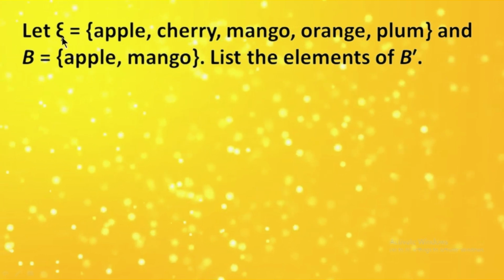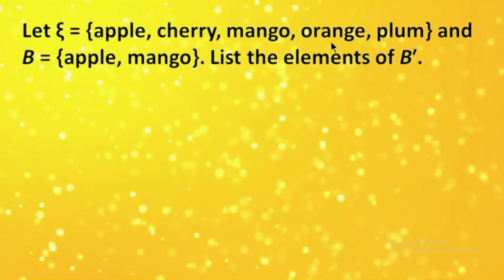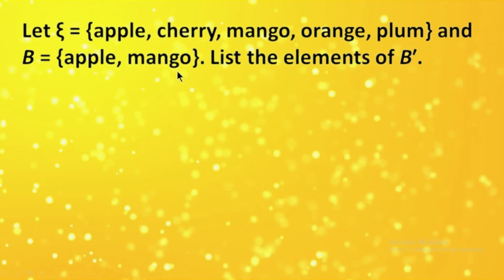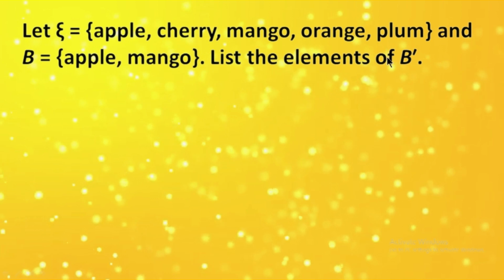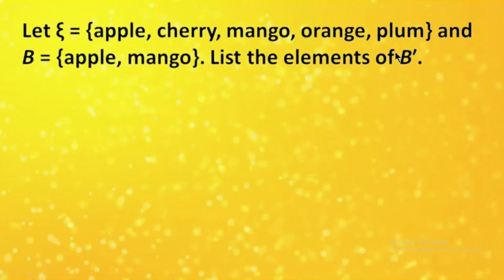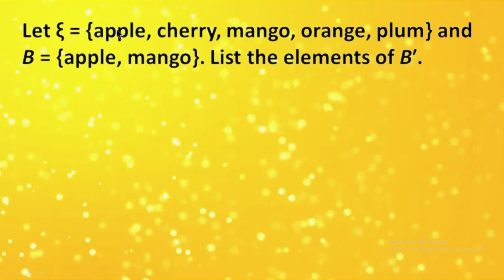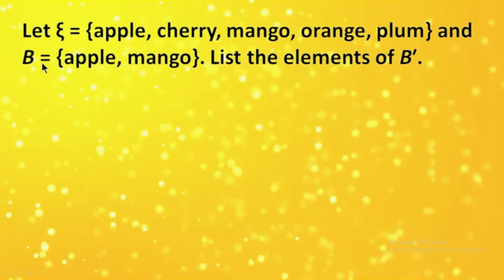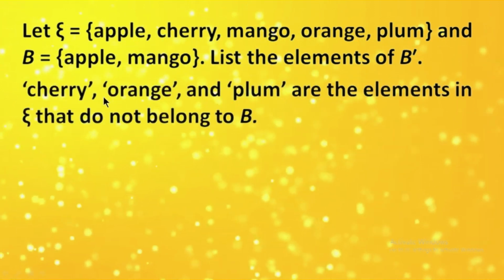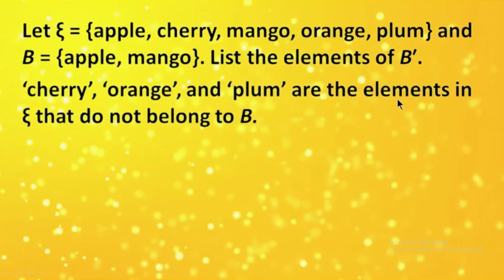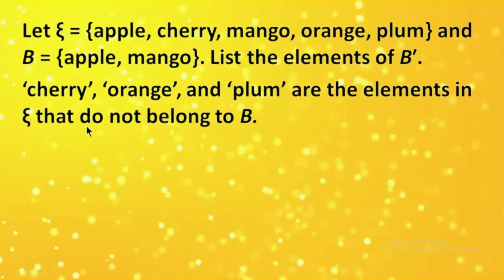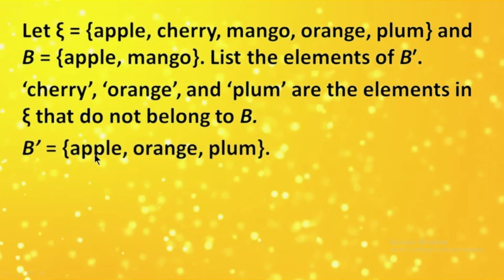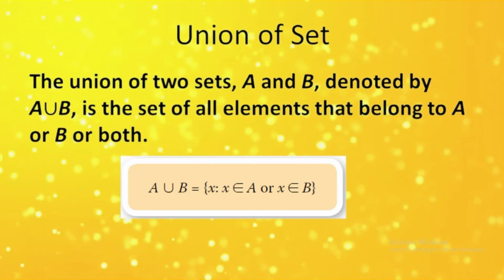Let the universal set be apple, cherry, mango, orange, plum, and the set B be apple, mango. List the elements of B complement. Remember, the elements of B complement are the elements of the universal set but do not belong to set B. So cherry, orange and plum are the elements in the universal set that do not belong to B. So the elements of B complement are cherry, orange and plum.